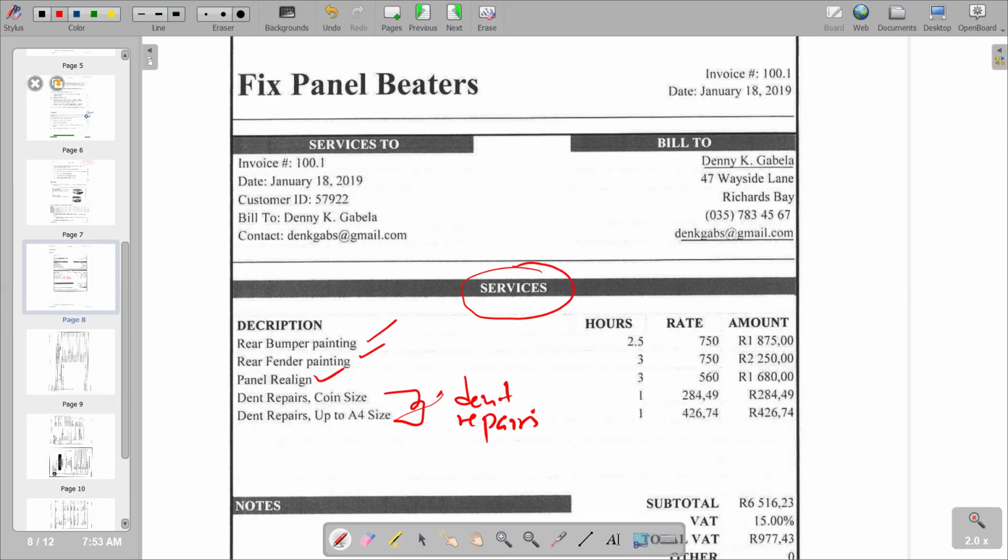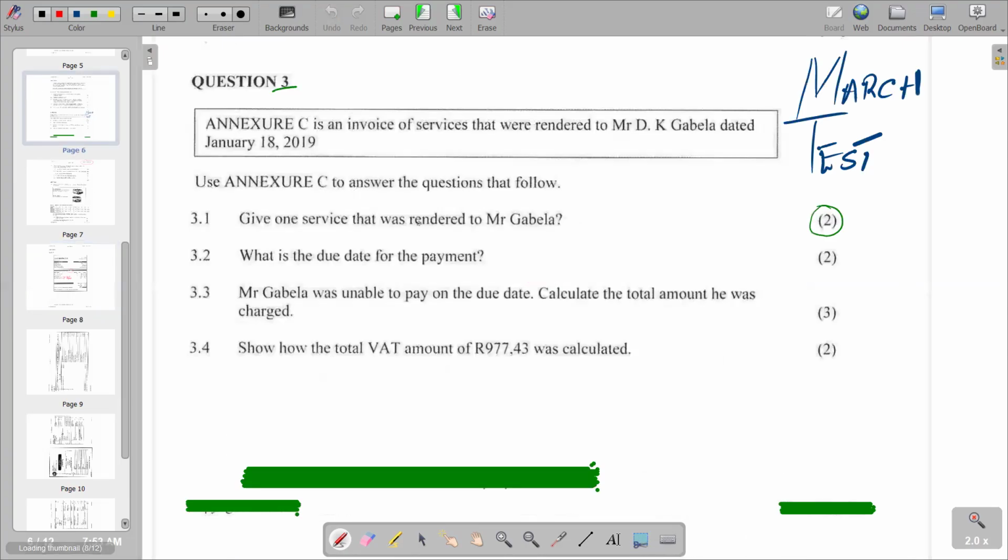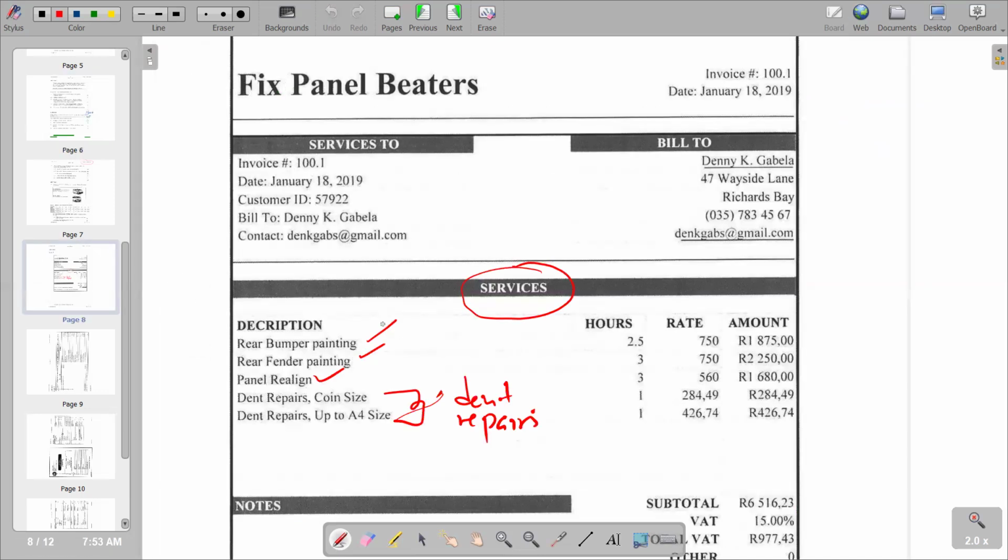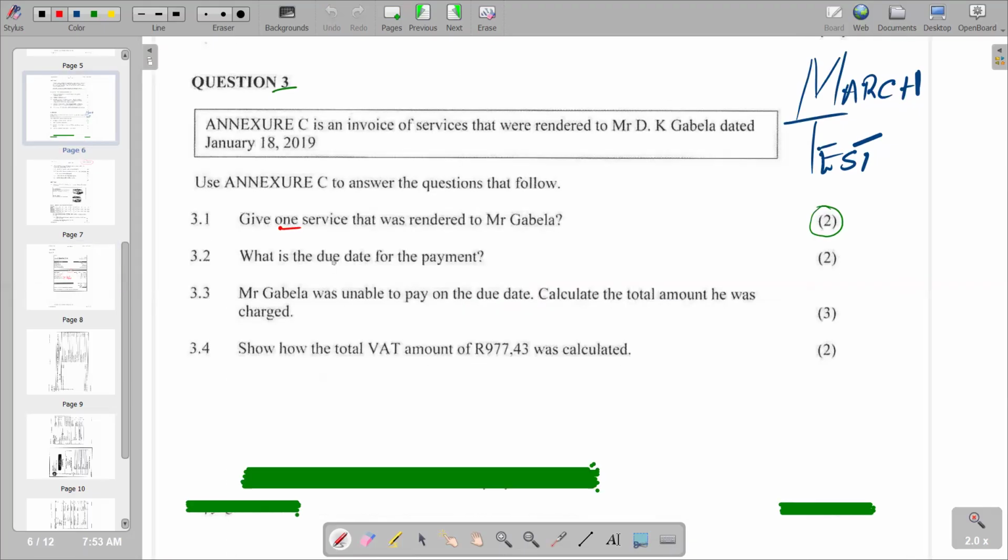So if you go back to our question, you'd see that our question only requires one. So you can just identify one from between the rear bumper painting, rear fender painting, panel realign, or dent repairs. So basically you can pick one from there. So we go to the next question.